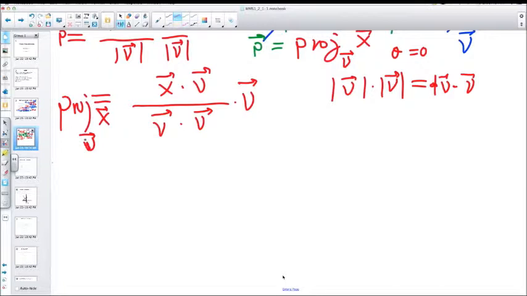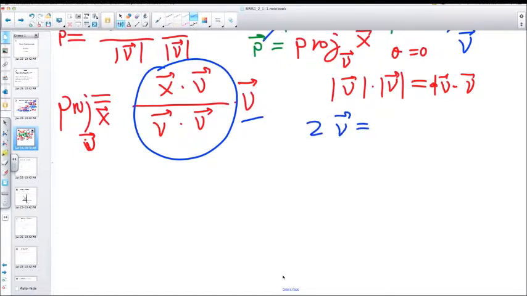Oh, today we're going to use this a lot. Well, it's terrible, but let me explain it to you. It's pretty simple. This dot product is a number. A number over a number is a number. Nothing else. It's a number. And then this is a vector. A number times a vector, like 2v, is just a vector. It's still a vector.